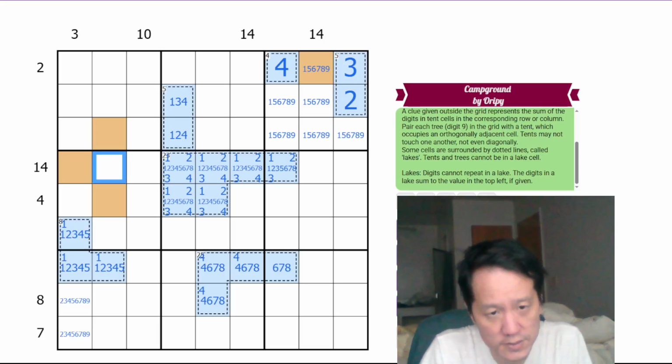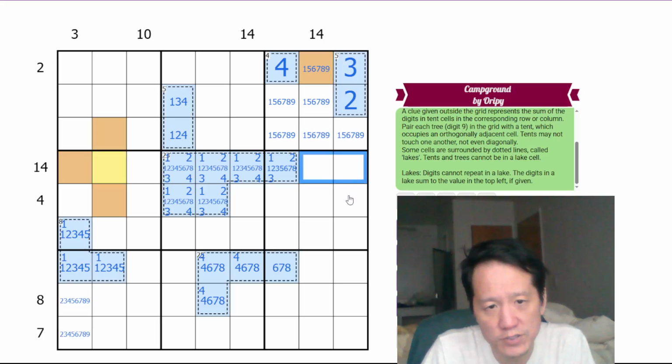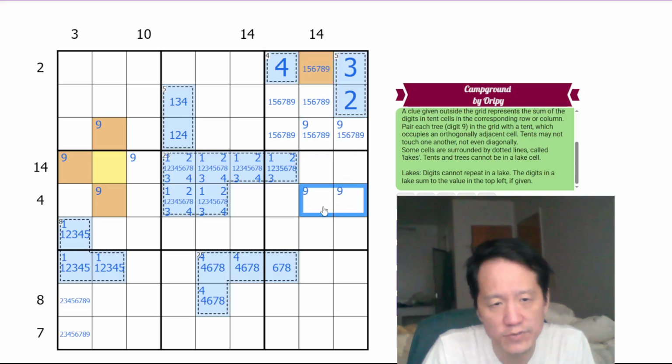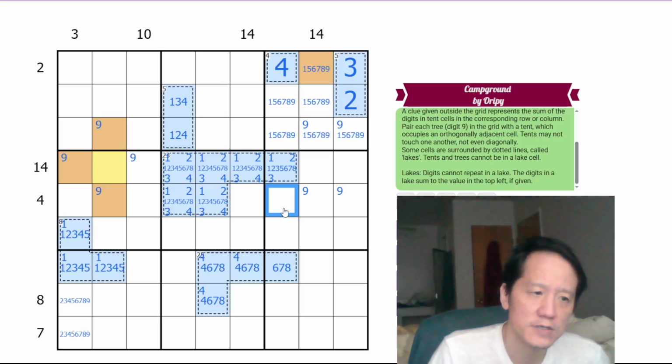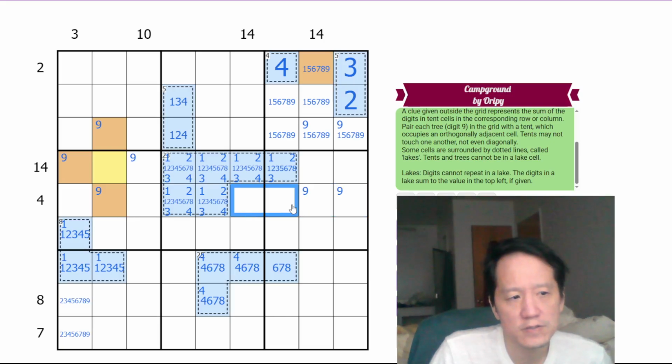If this is a tent, so say this was a tent, and one of these two is a tent. We know 9 is one of these 4 digits, and 9 would be one of these or one of these. We're not sure which. So this actually could be a tent. Oh, none of these could be tents. None of these could be tents if either of these are solo tents.